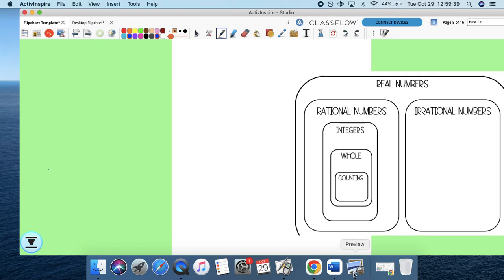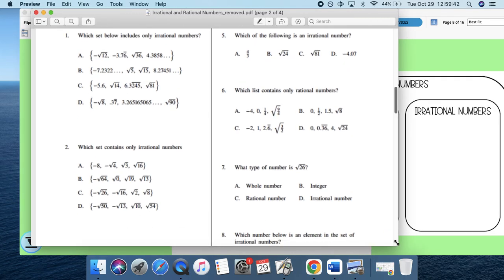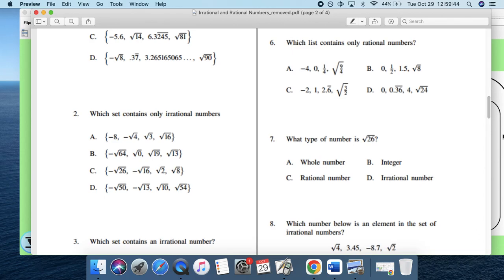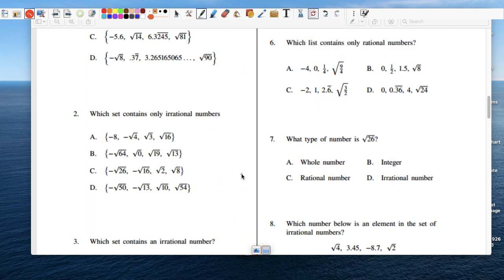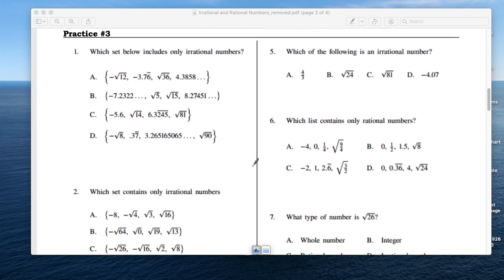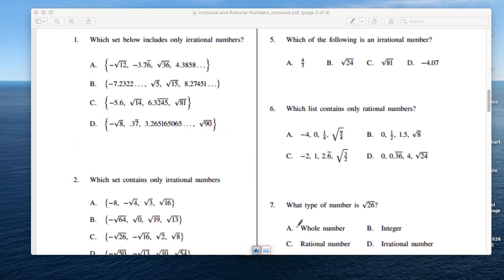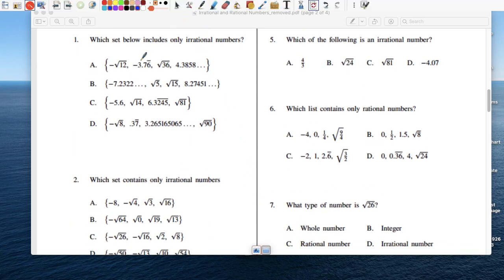All right, so the next section, I think I can do it on the sheet itself. And again, we did these. So just going over. Here we go. Which set only includes irrational numbers? So number one, that's irrational. That's okay. 3.76 with that little bar notation. Guess what? Makes it rational.